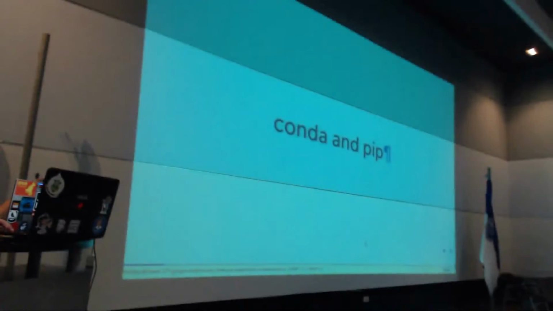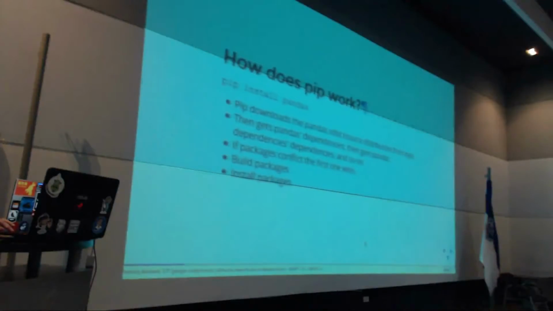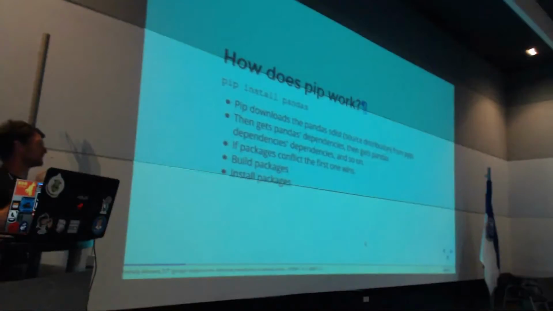So I'm going to compare conda to pip a little bit. But before we do that, I have to explain a little bit how pip works so we understand how conda is different from it. Whenever you pip install pandas, your computer goes to PyPI, the Python package index, and it downloads pandas as source code. Whenever you open up the pandas repository, everything's there. It's not an executable binary or anything.